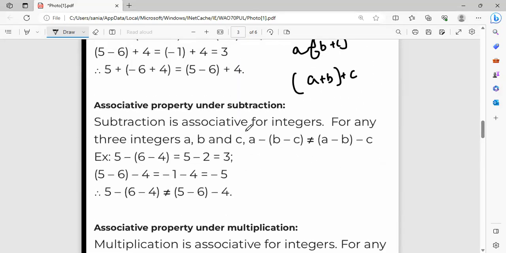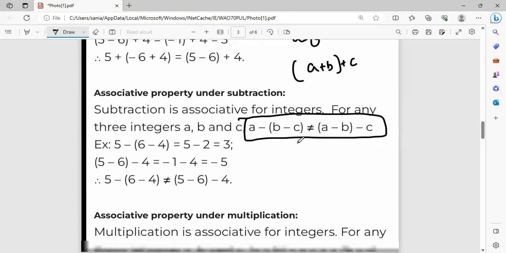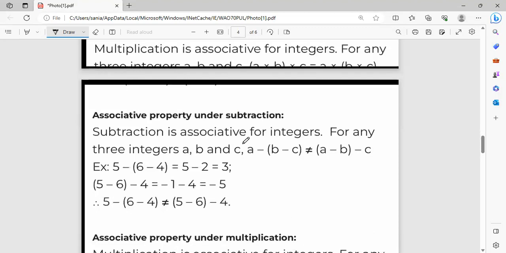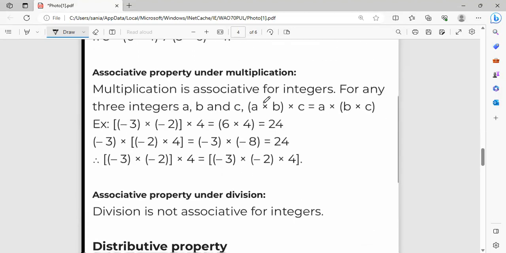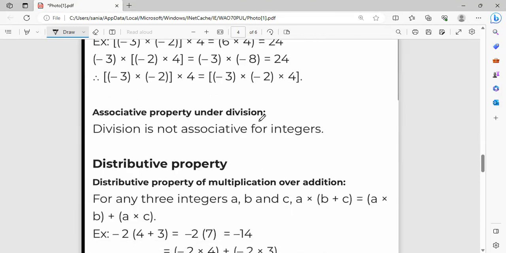But in subtraction, it will not give you a solution like this. They will not be equal. In multiplication also, they will give you the correct solution. But division is not associative for integers. Clear? Not applicable. Okay.